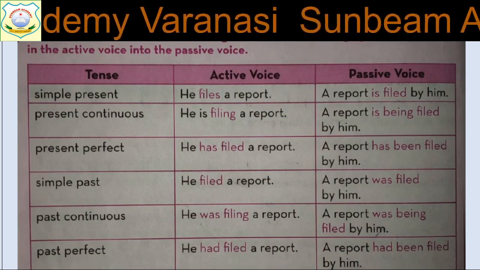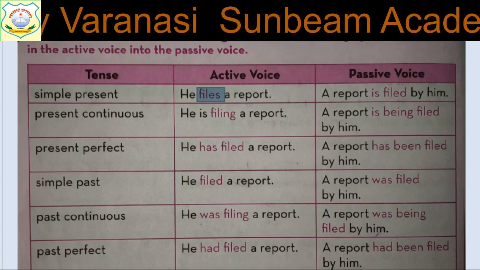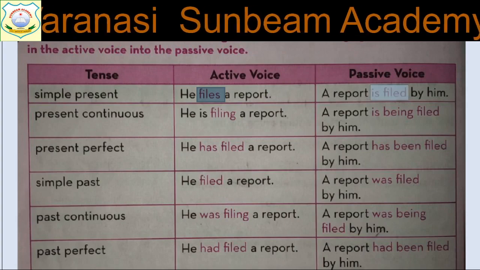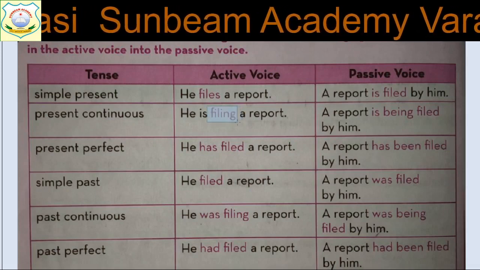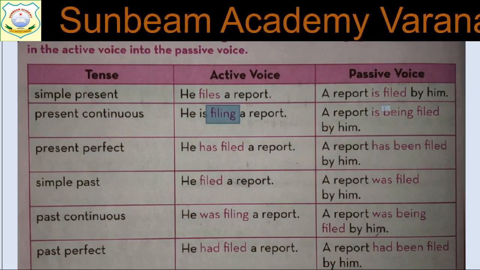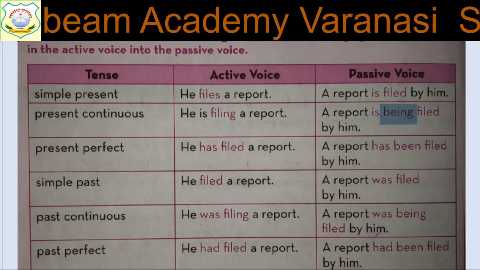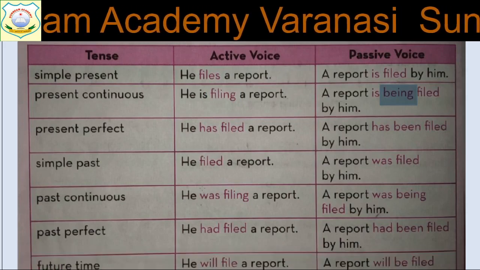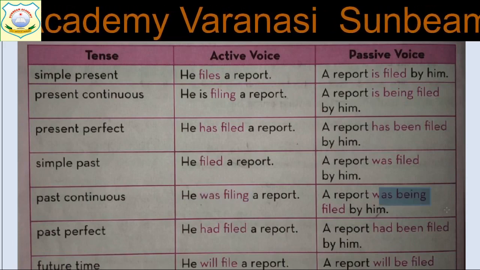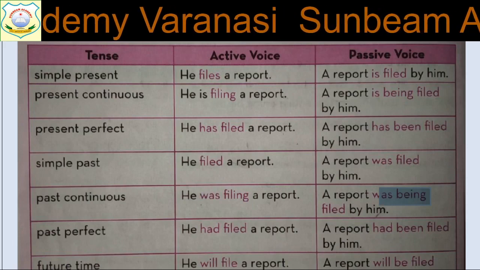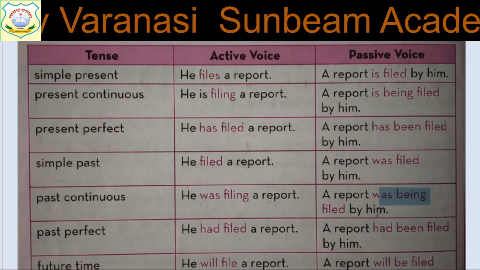Here in simple present, what you are doing: he files a report. So here a report is filed by him. So what is shown here? Continuous tense, filling. Here you have written is being. As I told you, everywhere when it is continuous tense, whether it is present continuous or past continuous, was filling, you will write was being. The reason I said that it is a bit easy for you is that most of the sentences are the same. So if the sentences are the same, you might find it easy to understand these concepts.